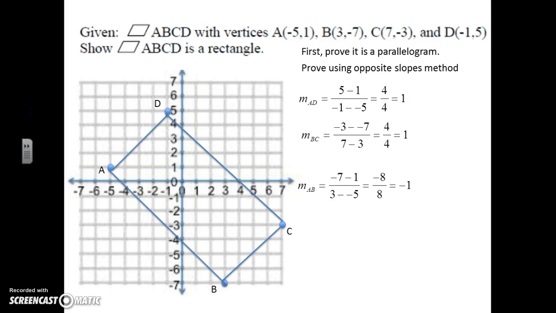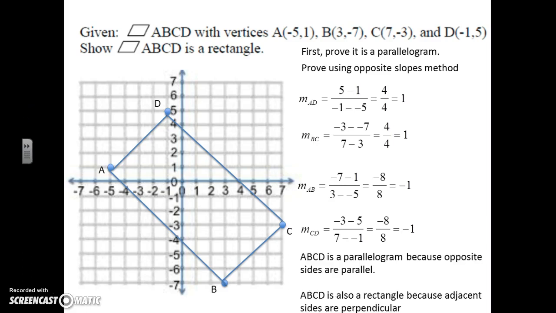So I went through and found the slope of each side. I found that sides AD and BC both have a slope of 1, therefore they're parallel. And I also found that sides AB and CD have a slope of -1, so they're also parallel. Therefore, it's a parallelogram. Now, I can also stop right now and tell you that ABCD is also a rectangle because the adjacent sides are perpendicular. My adjacent sides have opposite reciprocal slopes. So that would be the end of my proof right there.